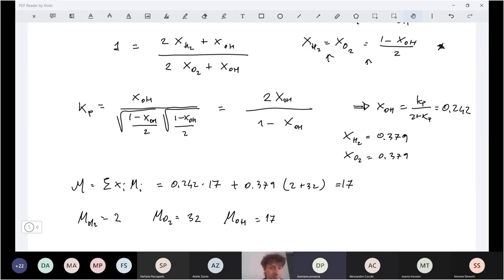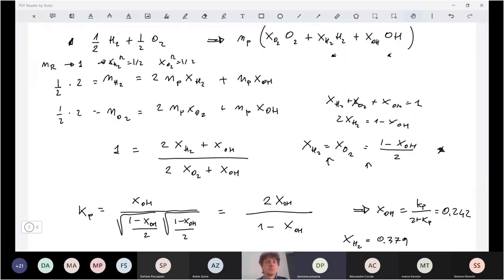Scusi, professore. Non è che potrebbe cortesemente ripetere prima quando abbiamo fatto il sistema, cioè il sistema un mezzo per due, due righe, esatto, queste due, come le scriviamo, insomma? Sì, questo è il numero di moli che abbiamo di reagenti, supponiamo che sia 1, e quindi essendo la proporzione molare un mezzo, sono metà idrogeno e metà ossigeno, quindi le frazioni molari sono un mezzo, d'accordo?